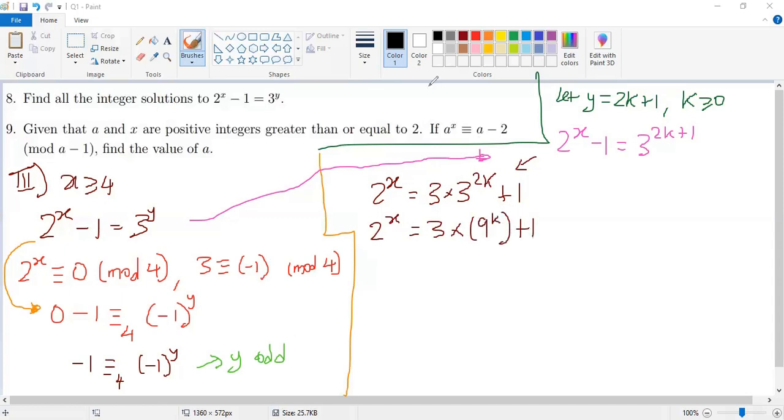Because 8 coincidentally, the numbers they choose sometimes have weird coincidences, we use two facts. 2^x is congruent to 0 mod 8. And 9 is congruent to 1 mod 8, meaning 9 divided by 8 leaves a remainder of 1. So 9^k, just like a normal equation, is simply congruent to 1 mod 8.